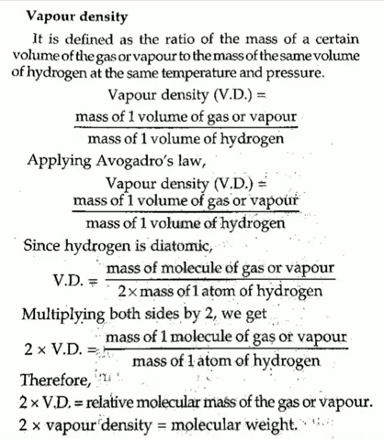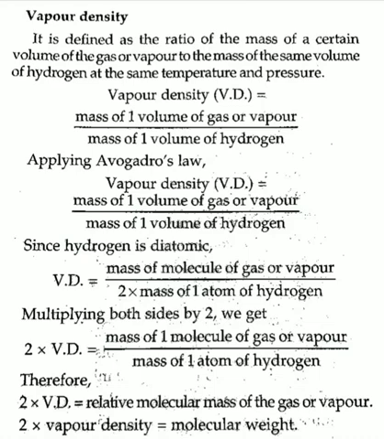See, vapor density is equal to molecular mass divided by 2. That means 2 into vapor density is equal to molecular mass. Got it? Now remember that 2 into vapor density is equal to the relative molecular mass of any gas. That means molecular mass of any gas is equal to 2 into vapor density. The relative molecular mass of a gas or vapor is twice its vapor density.